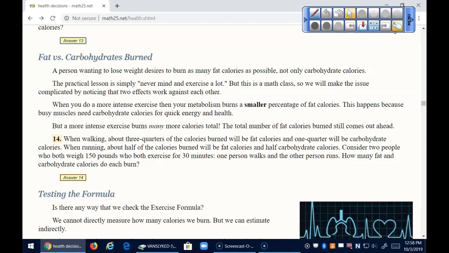So two people, they both weigh 150 pounds. They both exercise for 30 minutes. One person walks, one person runs. How many fat and carb calories do they each burn? I'm not going to have us do this right now, but look at that before I see you on Tuesday. You'll have two problems like we just did, the walker and the runner. And then for one of them you'll have to go 3/4, 1/4. And for the other you'll just split it up half and half and see how they compare. This exact one on this page? Yeah, do just this exact one. What page is this again? Health decisions. Okay, and you can check your work because it's right now.